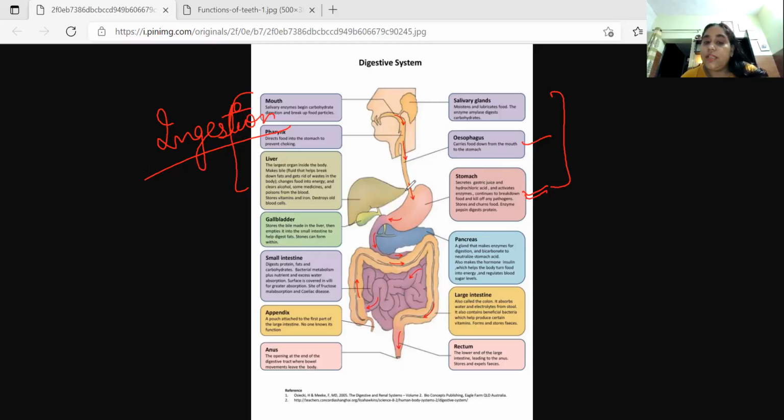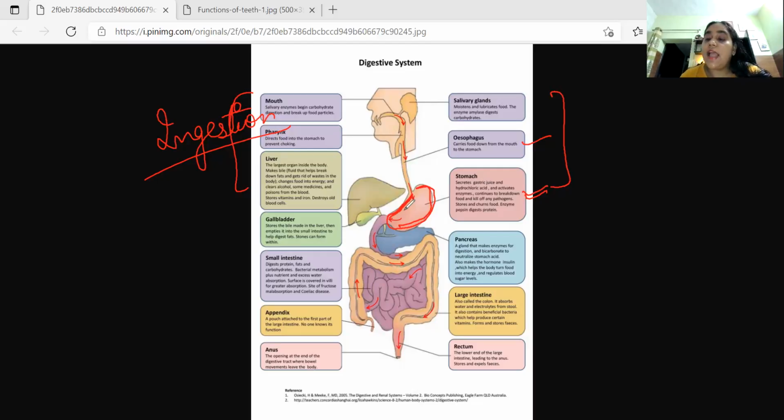Now the stomach, you can see, is just like a rajma seed. The stomach is constantly secreting gastric juices and hydrochloric acid. It has a lining. This lining is called what? Mucus, right? The stomach is continuously secreting gastric juices and hydrochloric acid. Now what is the function of these?